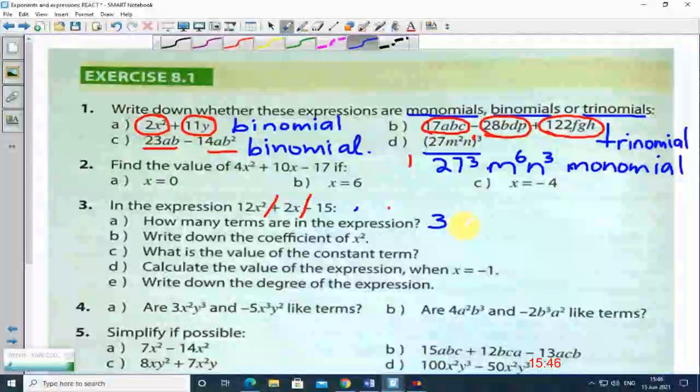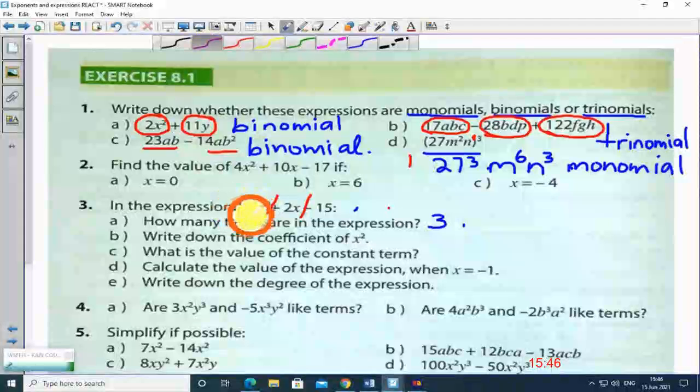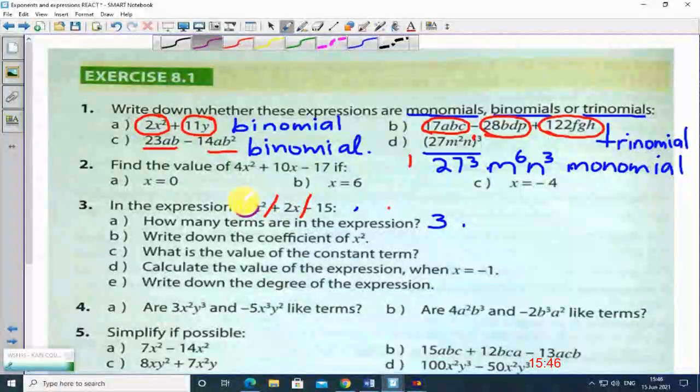Write down the coefficient of x squared. So where's the x squared term? Oh, here it is. And I often use this sort of pinky color to represent the coefficient. Alright? So the coefficient of x squared is 12.